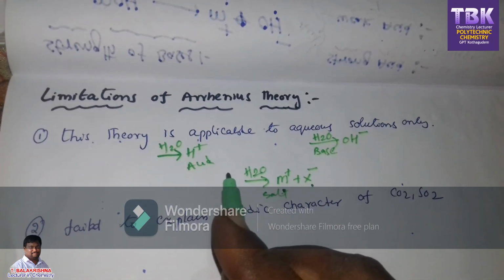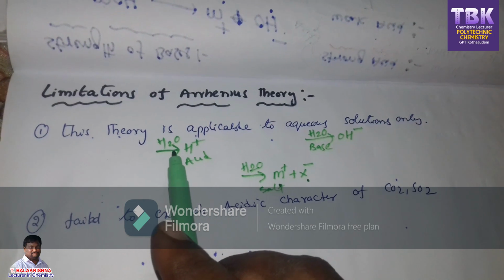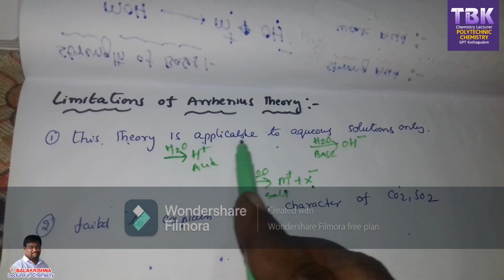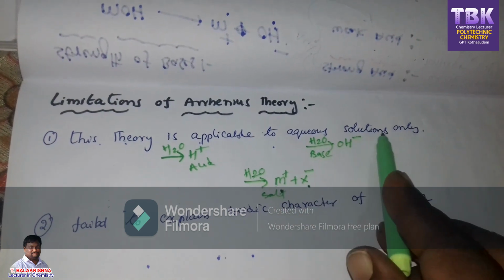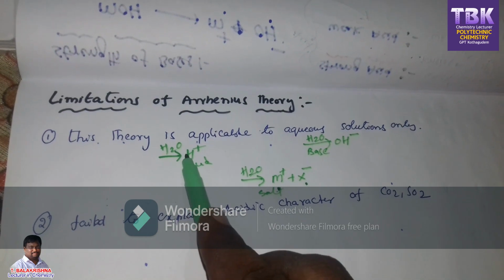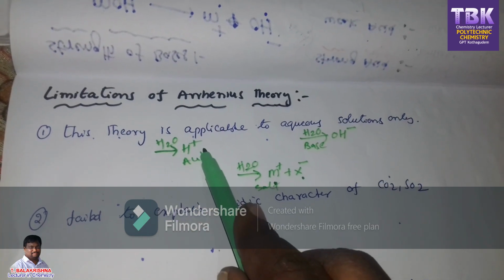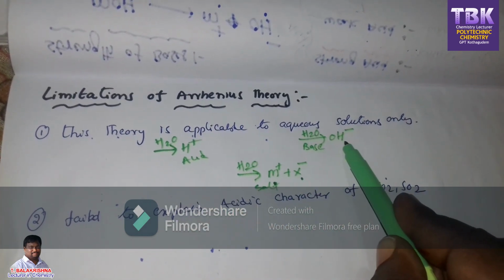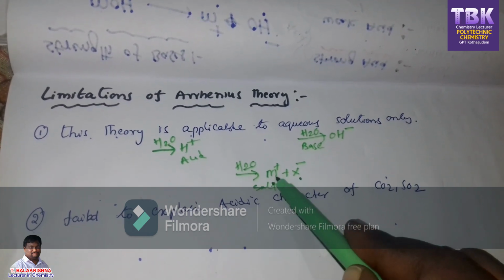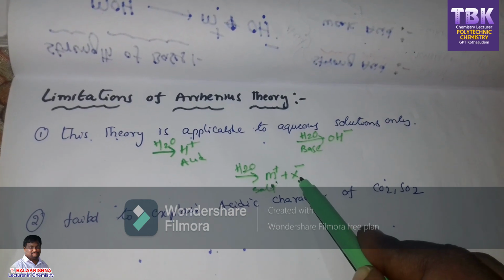When you observe these definitions, they depend upon water, the aqueous solution. This theory is applicable only to aqueous solutions. When a substance is added to or dissolved in water, if it produces H plus ions, that is an acid. If it produces OH minus ions, that is a base. If it gives neither H plus ions nor OH minus ions, it is called a salt.